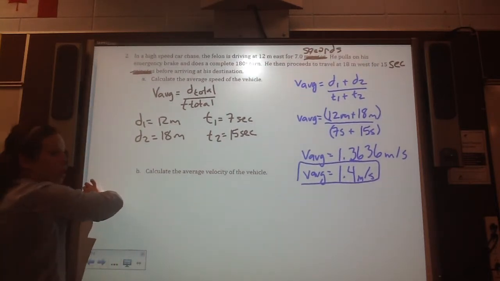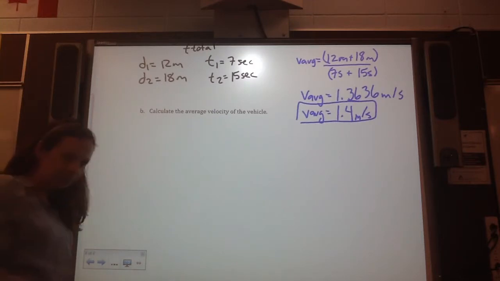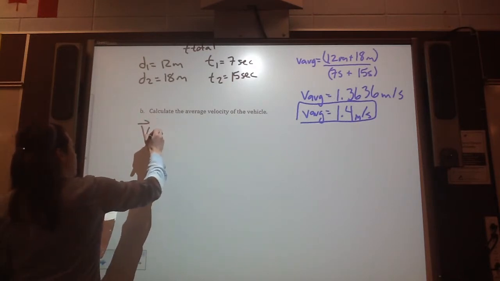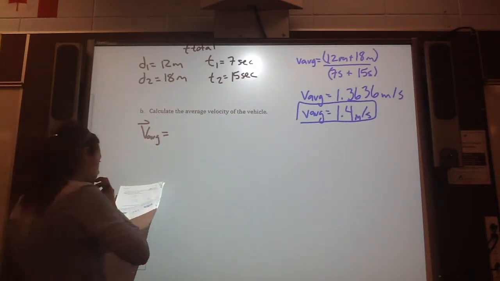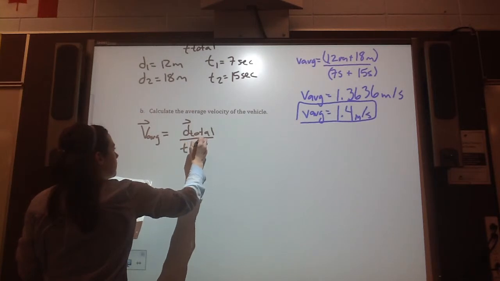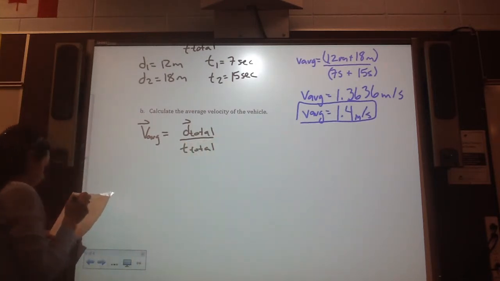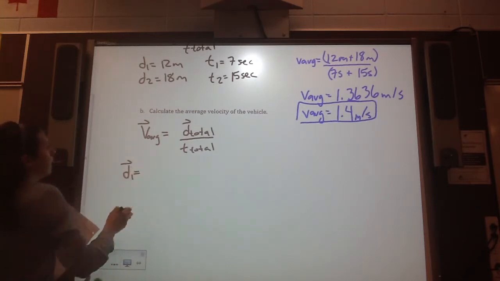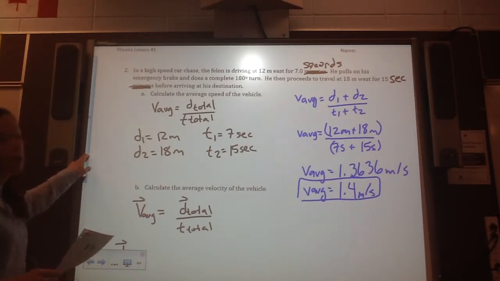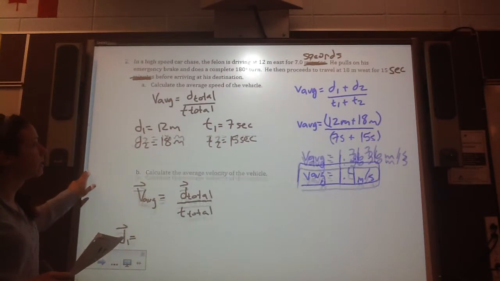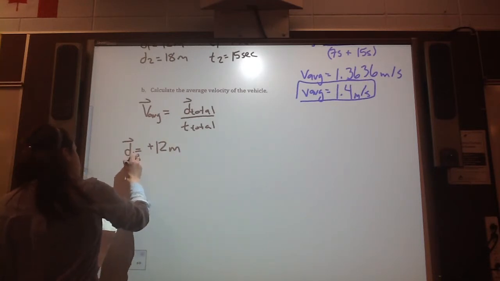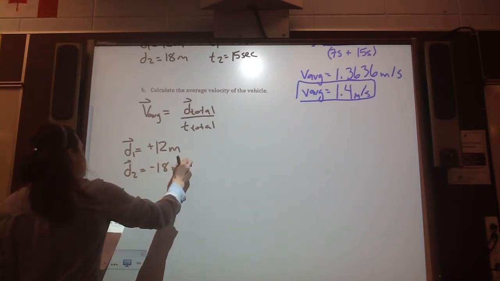Okay. Let's try doing the average velocity now. So here we know our V average with our arrow on top, because it's a vector quantity, is equal to D total over T total. So D1 is equal to, now I'm working with east and west. So east is normally what? Positive and west is negative. So D1 is going to be positive 12 meters and D2 is equal to negative 18 meters.